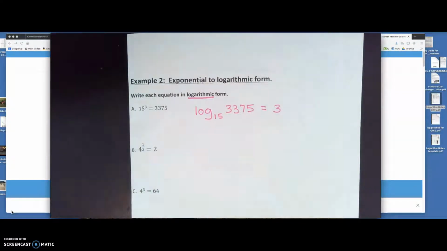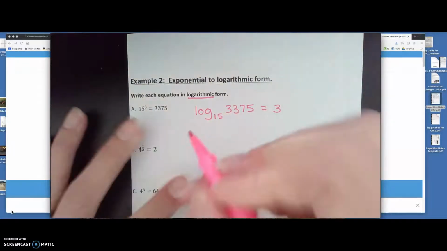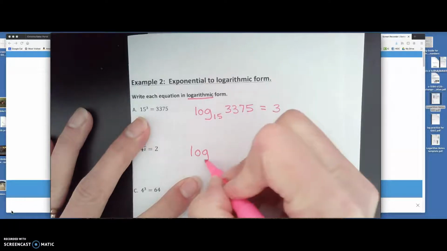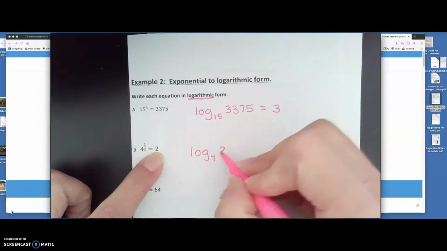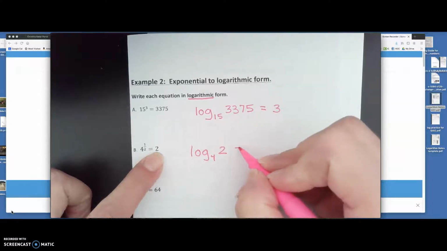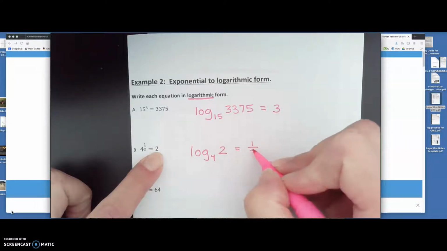So let's try the next one. So we have 4 as our base. So I'm going to go log base 4. And then the 2 from the outside is going to go in here. And then we're going to say equals 1/2. That's it.